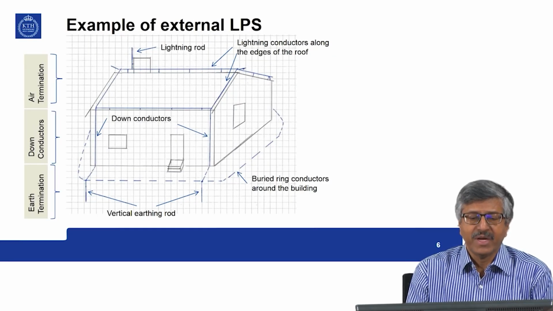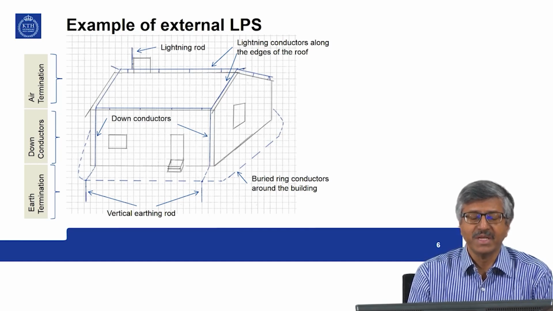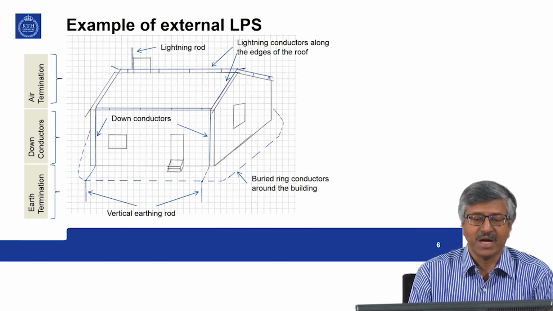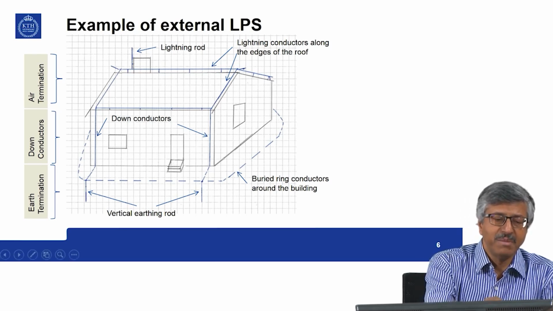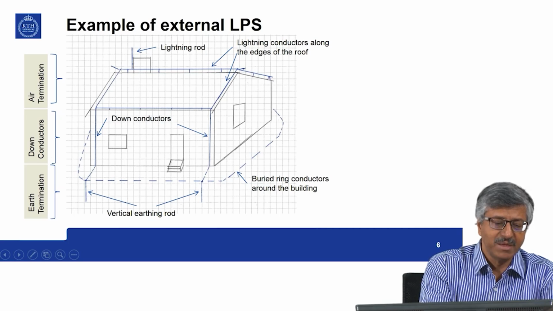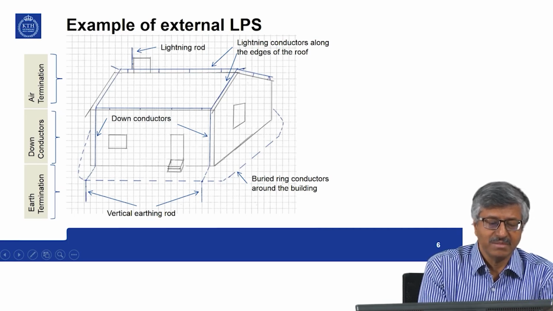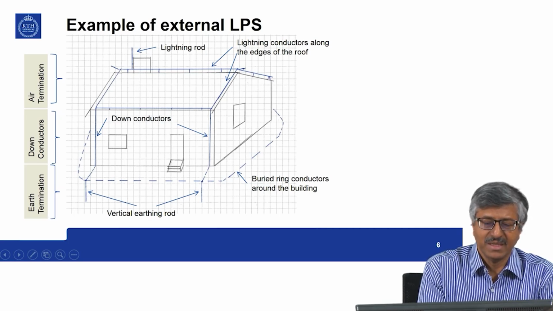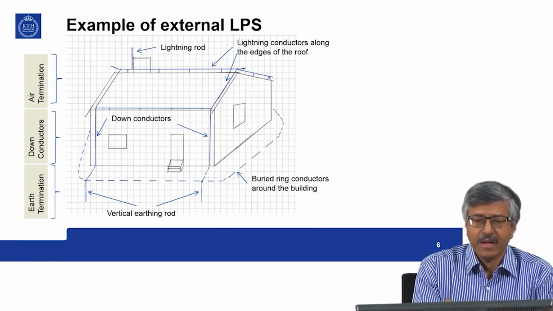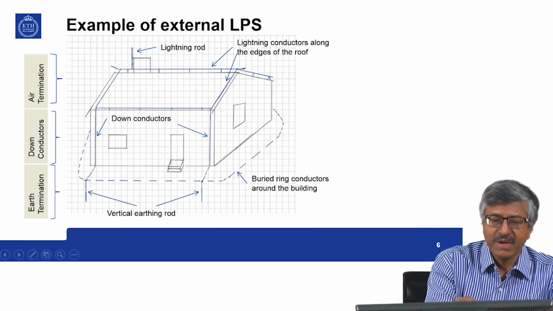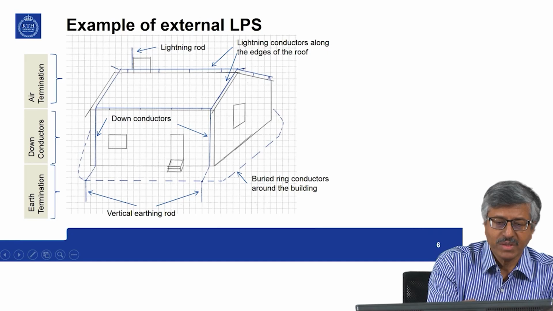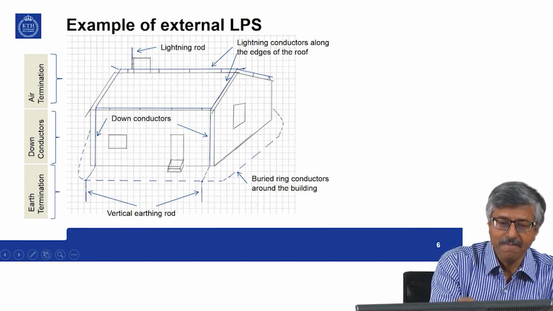A sketch of a small building is shown here, a small residential house. Here the air termination system, down conductor system and earth terminations are illustrated as the basic system. So, in terms of the air termination system, they are bare conductors without any insulation.